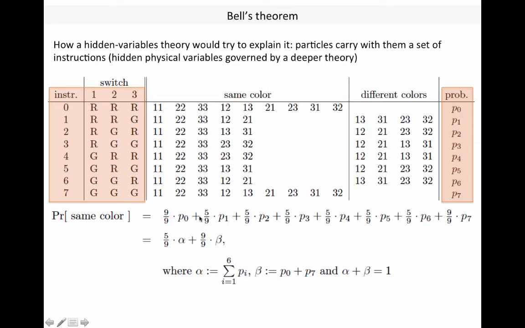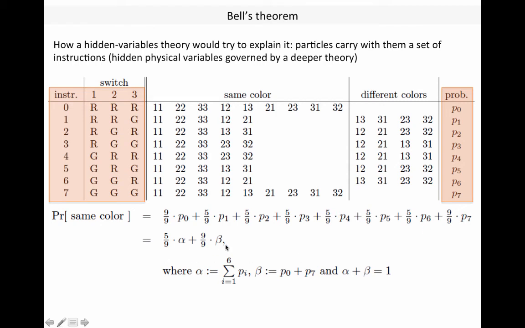and so the probability of the same color is 9/9 times P0 plus, then we move on to the next possibility. Instruction set 1 has a probability of P1, and if you have that instruction set, you get the same color 5/9 of the time. So you add all these up and you get the result that the probability that you have the same color is 5/9 times this number alpha plus 1 times this number beta. Alpha is just P1 plus P2 plus P3 up to P6, and beta is just P0 plus P7.